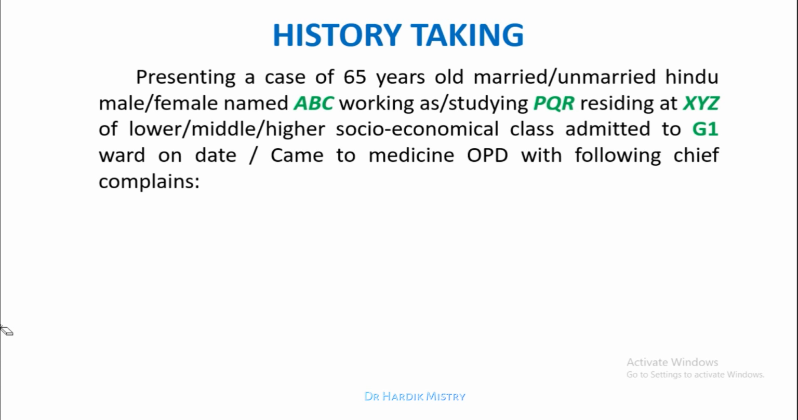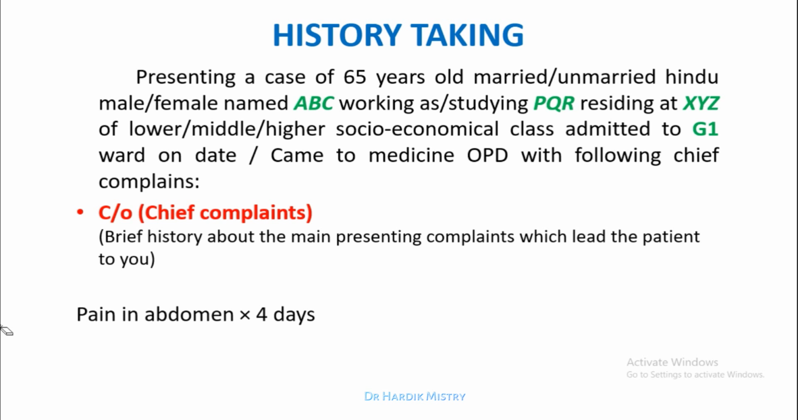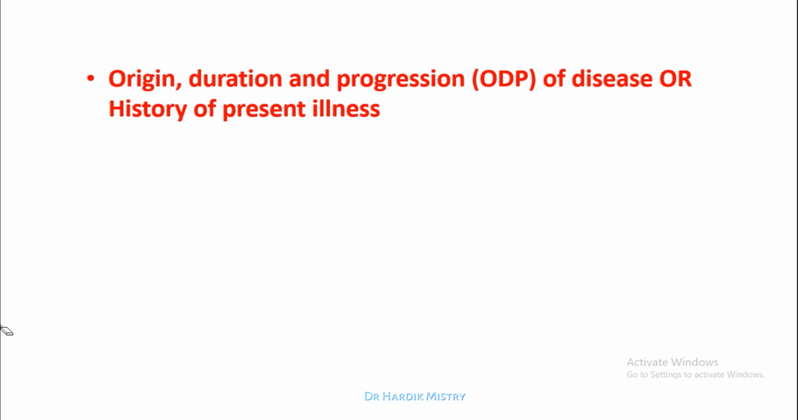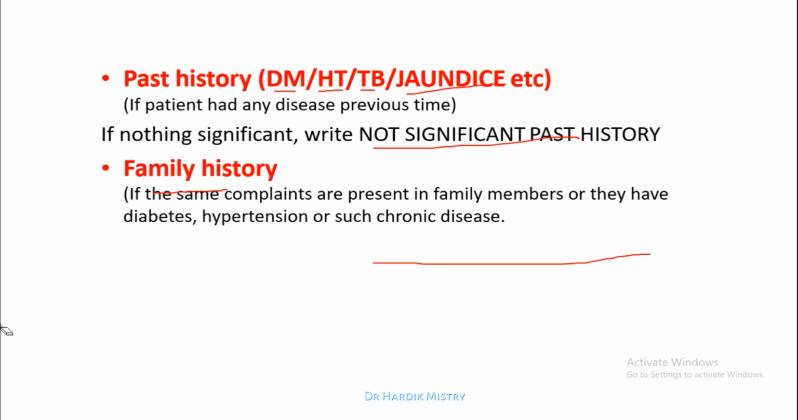So these all are the steps of history taking. One more time I am going to revise. Presenting a case of a 65 year old married Hindu male named ABC, working as a laborer, residing at this address, of the lower socio-economic class, admitted to this ward on this date, and came to medicine OPD with the following chief complaints. For example, pain in abdomen since 4 days and vomiting since 2 days. After that section, you have to go for the origin, duration and progression of the disease, or the history of present illness. After that, you have to ask for the past history. Next is the family history.